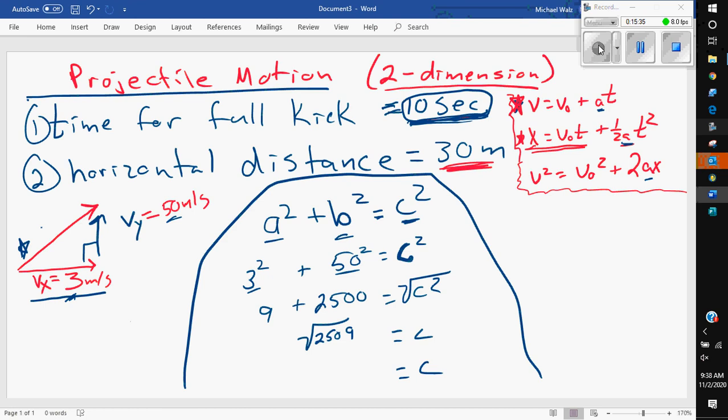So put that in your calculator. The square root of 2509 is? Okay, so it's 50.089. Is that what you said? Yeah, so thanks, Cole. So 50.089 then is your final answer for the velocity of your kick on this.